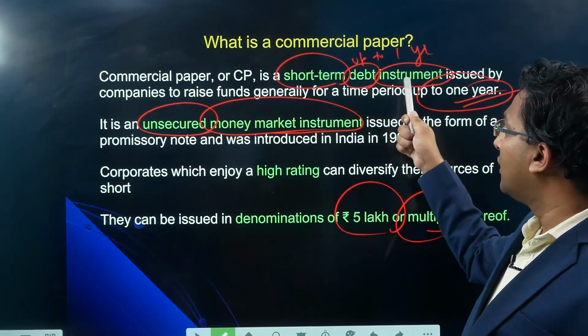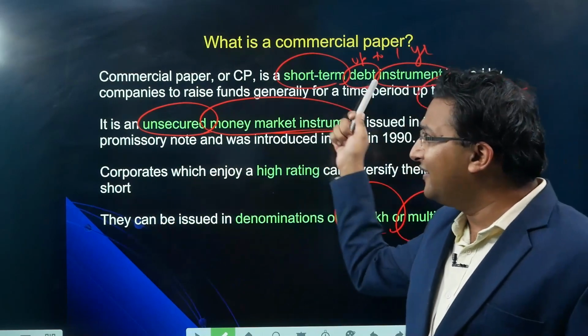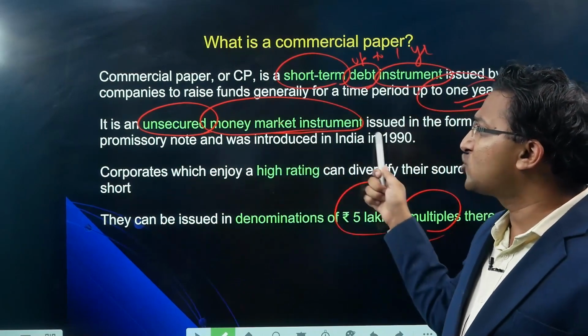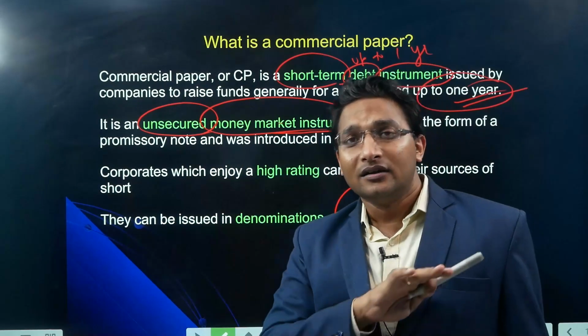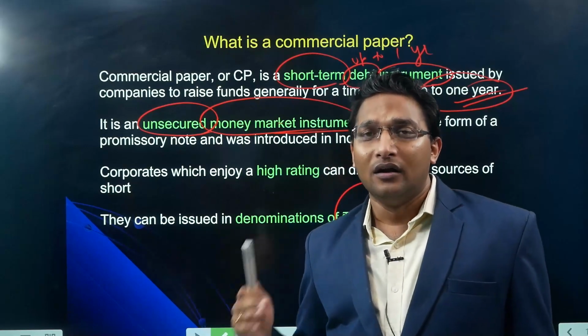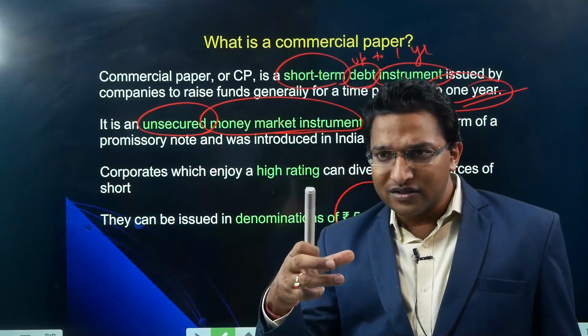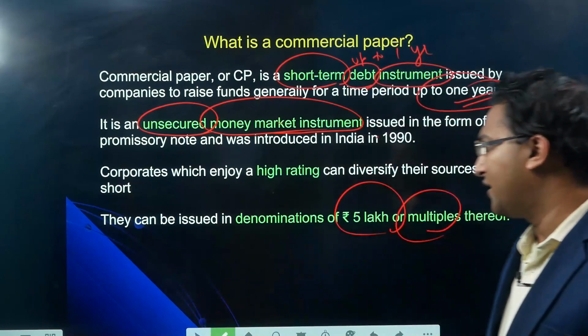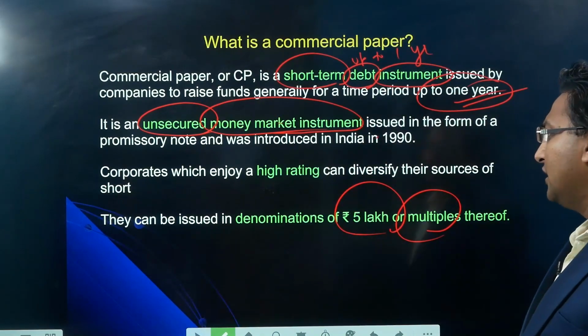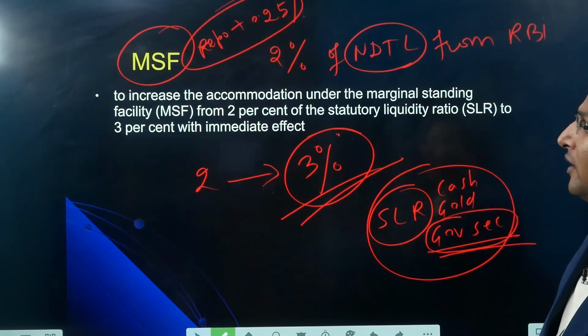That means loan. Short term means up to 1 year. That is why they are also called the money market instrument, and they are unsecured, meaning the company is not giving any collateral. The commercial paper issuing company is not giving any collateral, and they are issued in the denomination of 5 lakh or more.